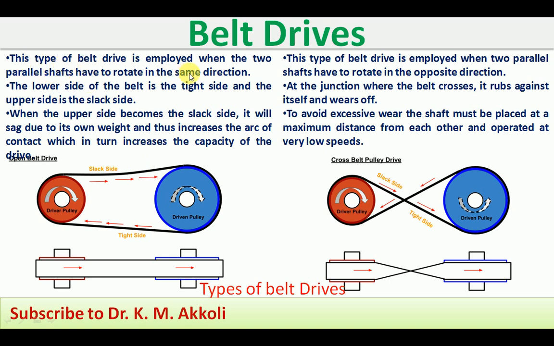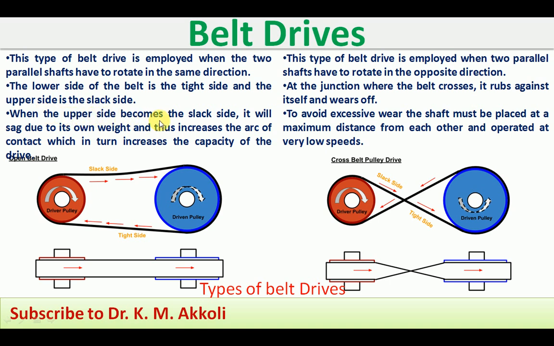This type of belt drive is employed when the two parallel shafts have to rotate in the same direction. The lower side of the belt is the tight side, as the pulley is dragging the belt, therefore this becomes the tighter side, and the upper side becomes the slack side. The lower end is pulling, so it becomes tight, and the upper side is pushing due to the rotation of the pulley, so the belt becomes somewhat slack on that side.